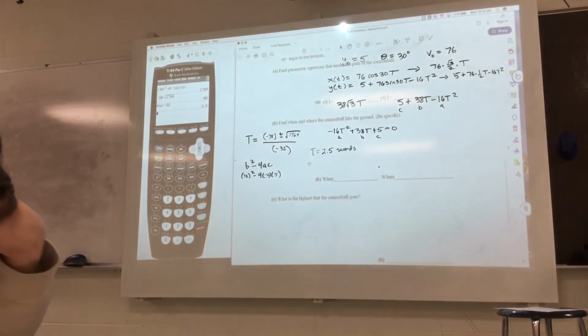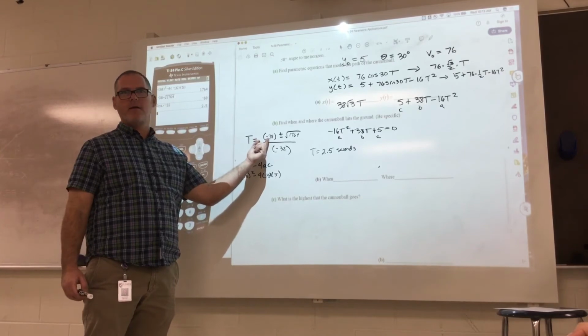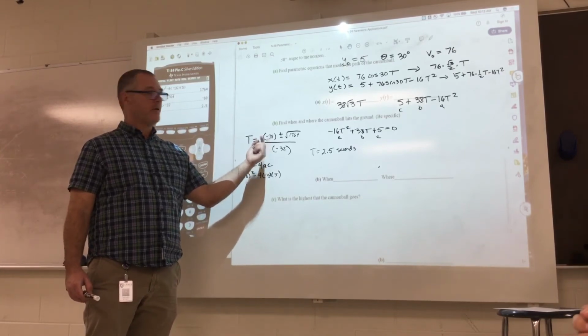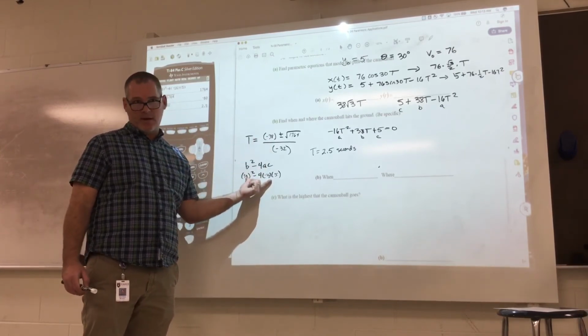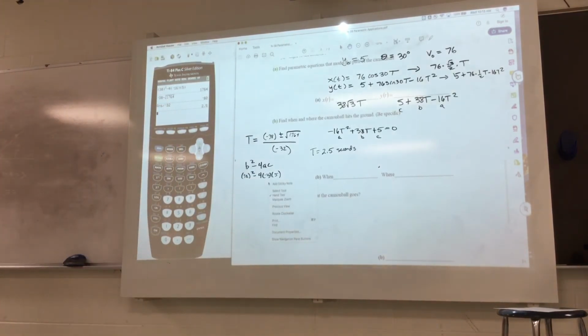When you do this a couple times, it's so fast. Even if you have sines and cosines, could you put like 38 cosine theta in here? You sure could. It's not going to be that bad. Just use your parentheses. Don't do it separately. Type it in once. It works just as easy.